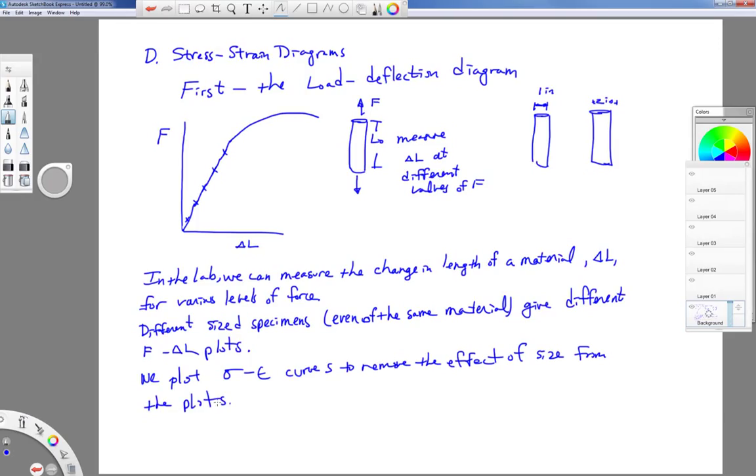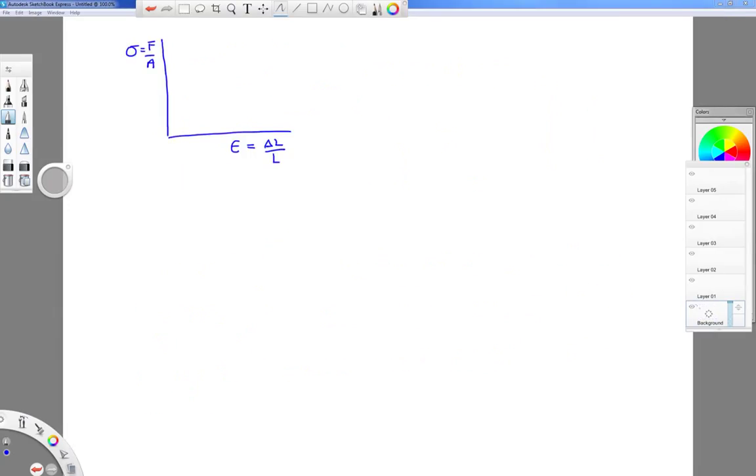Okay, let me make a new page. All right, so now instead of having a force versus deflection curve, we can take that force divided by a cross-sectional area and come up with a stress, and we can take our change in length divided by some initial length and come up with a strain. There's a little issue we have to talk about first, though, and that is the difference between what's called engineering stress and true stress.